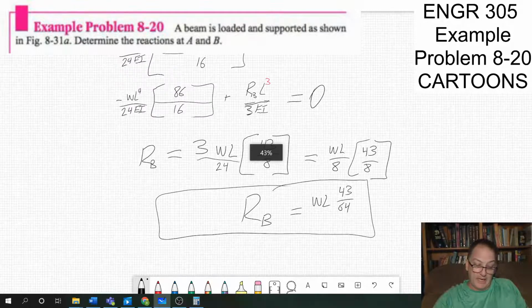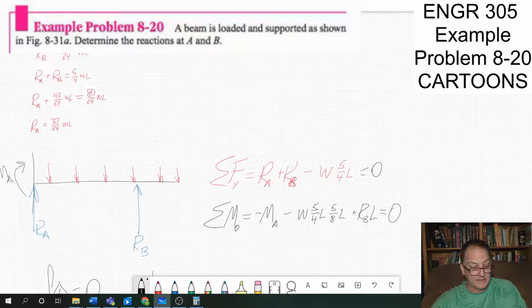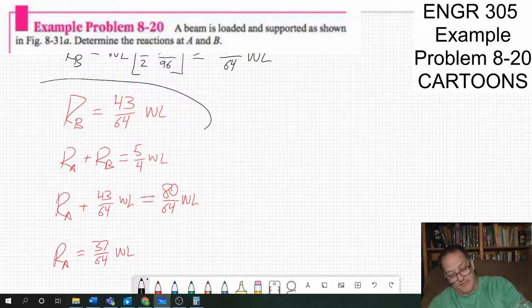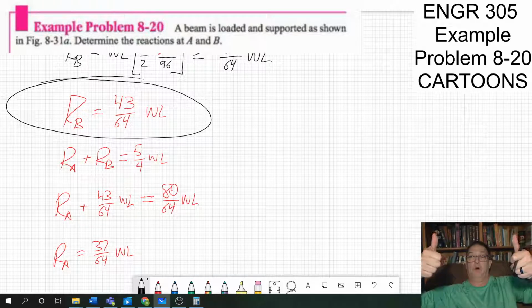Now, that probably won't ring a bell to you because you didn't just do problem 820 with integration, but I did. And I put it on the same page. I didn't tell you that. Maybe I did. But look at that. That's from the other one. That's when we did it with integration. RB is 43/64 WL. Awesome.